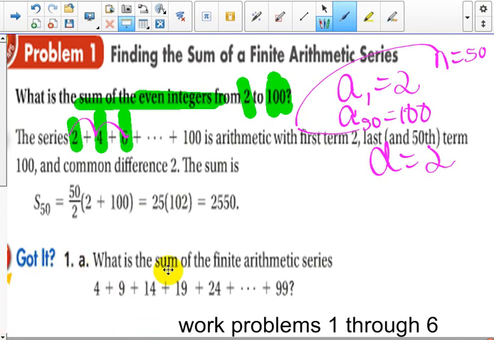Okay, so there's a got it. But let's just move on to our workbook problem. On 9-4, let's look at problems 1 through 6. And let's work the first one together, and then you'll pause the video and work the next 5.